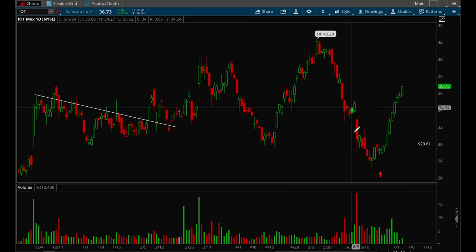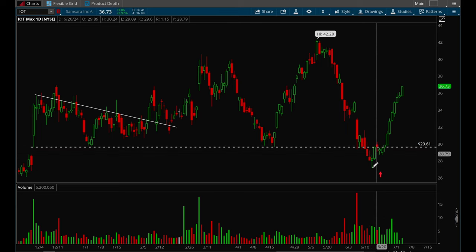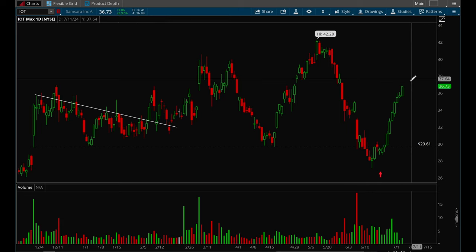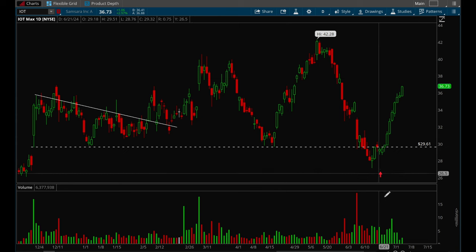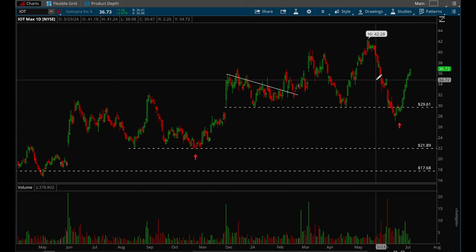You undercut all of those lows, and then you finally reclaim over here. So you buy over here, stop loss at the low, at the new low, right? And now you're getting a very strong rally once again. So yeah, Samsara is a great example. Typically this works really well for choppy names, so this is a great example.